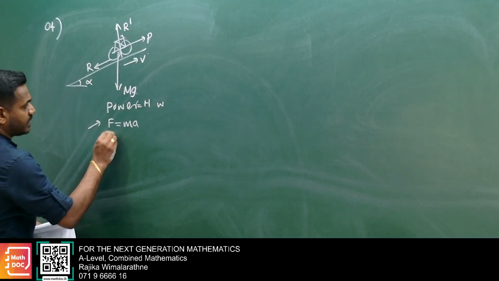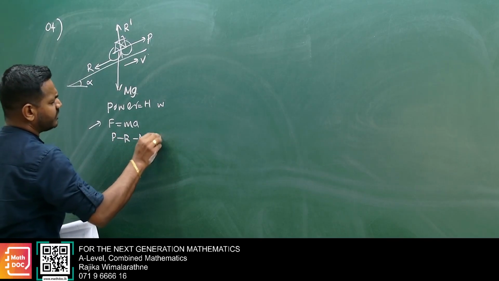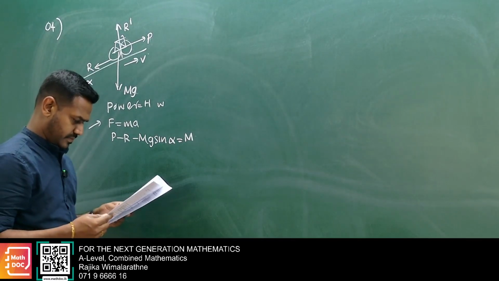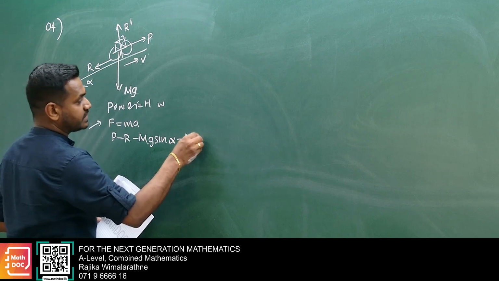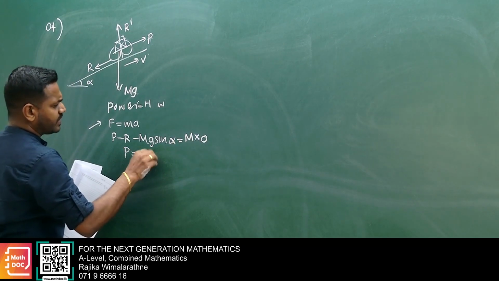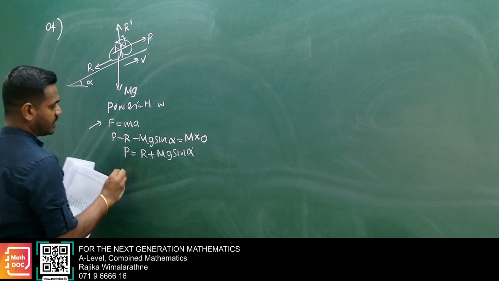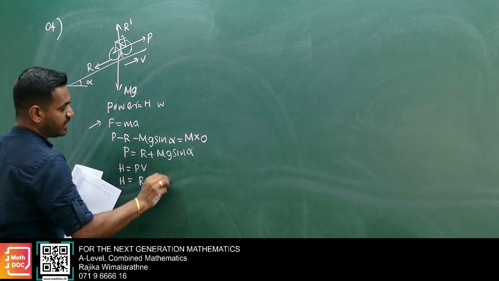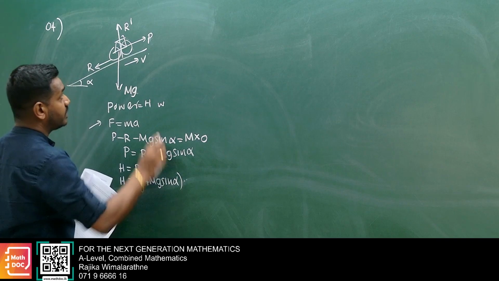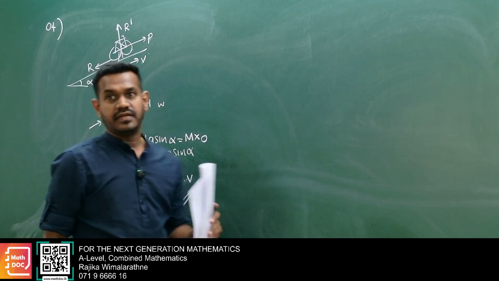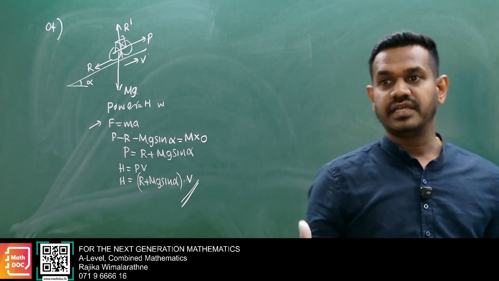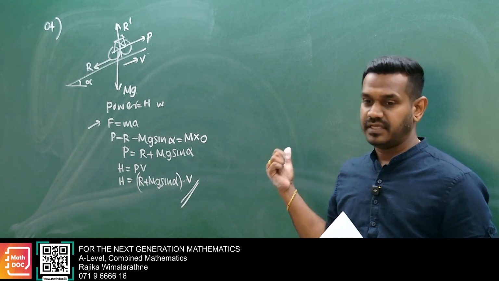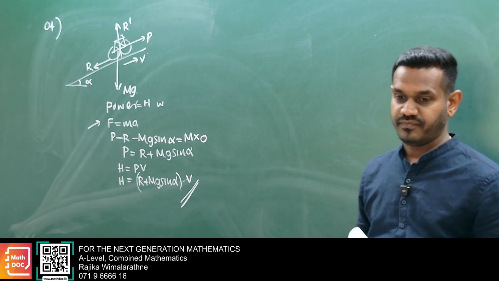Now F equals ma: P minus R minus mg sin alpha equals m times acceleration A. You take constant velocity, then acceleration 0, then P equals R plus mg sin alpha. Then use H equals PV, then H equals (R plus mg sin alpha) times V. Here velocity V. In work power energy, we have only one equation, that is H equals PV. Then you can apply again the equation of motion and F equals ma equation. That is question number 4. Completed.